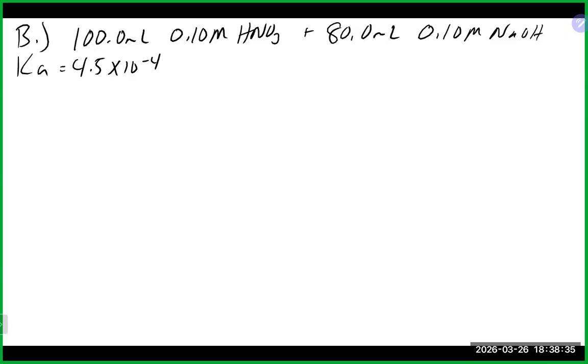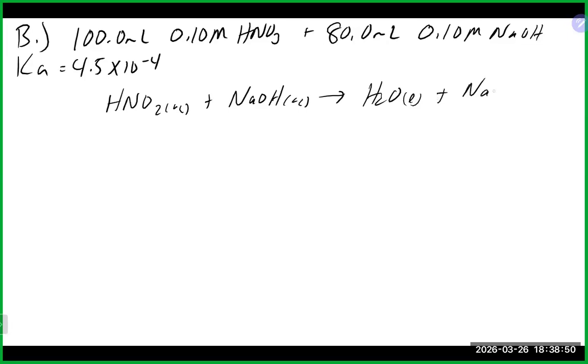So here we are going to get the reaction between these two. HNO2 is going to react with some sodium hydroxide, a little acid-base reaction there, and make some water and perhaps a salt in this case. Since we are adding here and doing our titration, we do need to do this in moles.